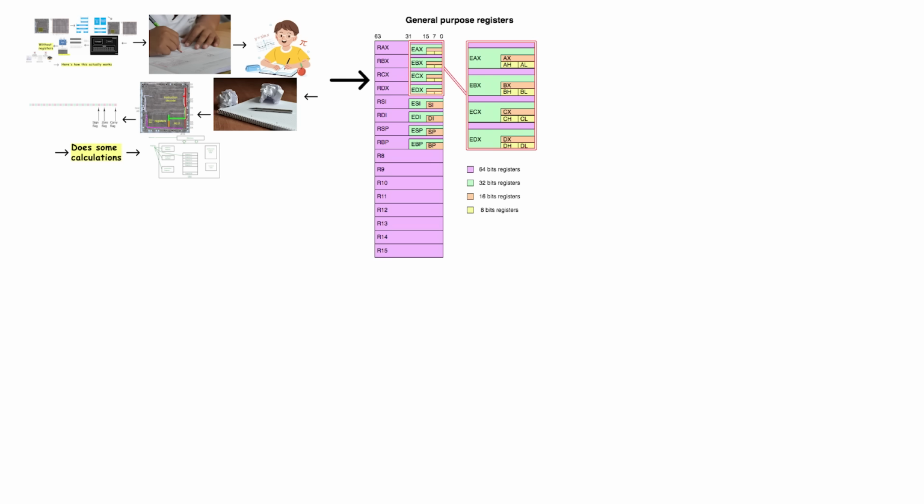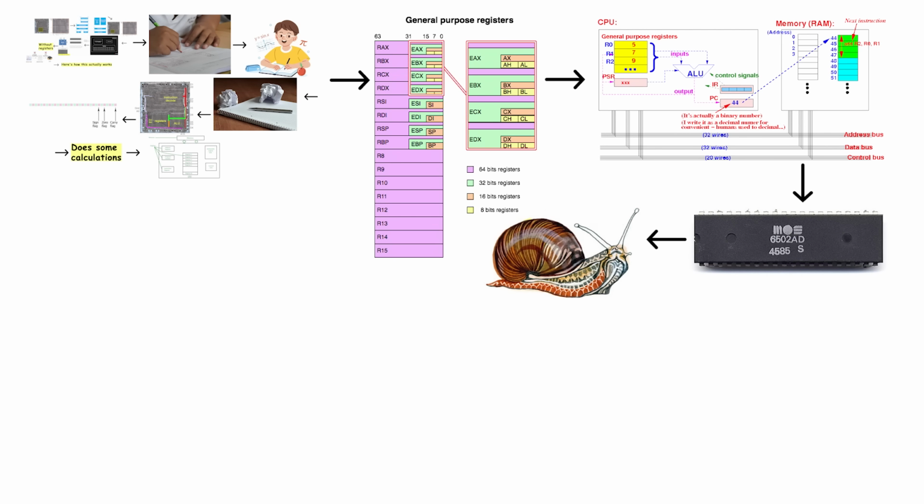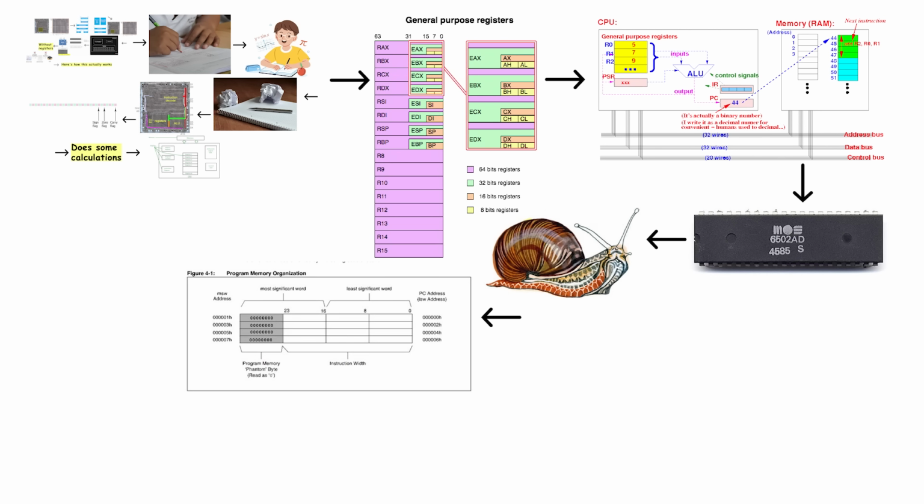Modern CPUs have around 32 general-purpose registers. Each one can hold a single number. Old CPUs like the 6502 had way fewer, which made them slower because they constantly had to fetch numbers from slower memory instead of keeping them close by in registers.